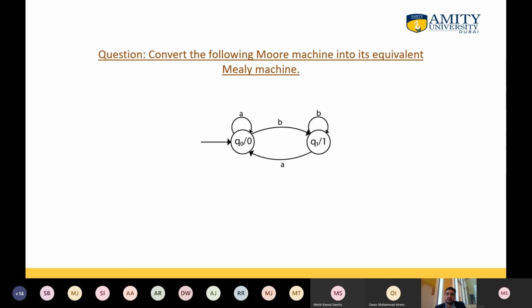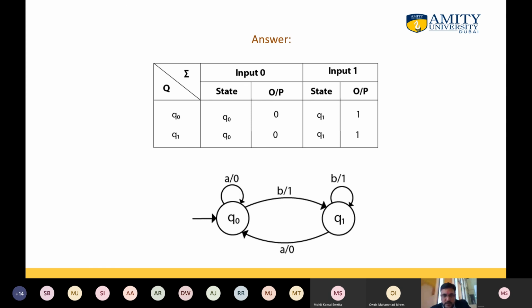So this is quite easy, isn't it? Mealy Machine to Mealy Machine is easy. You can directly write this and then you can make this equivalent diagram. Okay. Any confusion now? One question: in Q0 the output is 0, but when Q0 input B, we go to Q1.